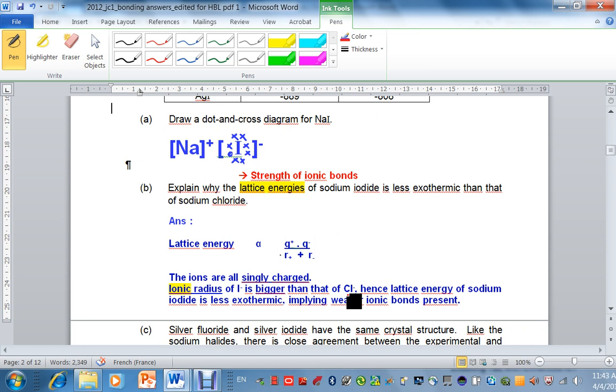Here I also want you to be careful with the terminology. For lattice energy, we are dealing with ionic compounds, so you should be using the term ionic radius, not atomic radius. Whereas in the previous question, when we were dealing with bond energy, that's for covalent molecules, which consist of atoms. So for bond energy, we use the term atomic radius.